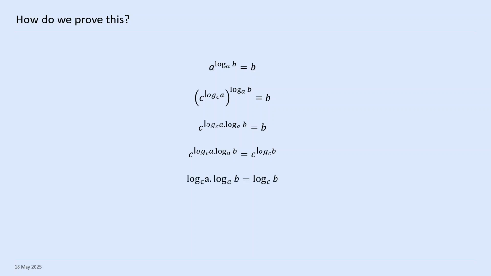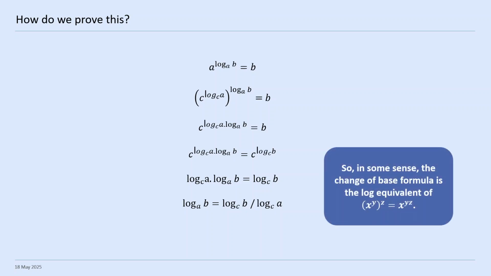Then we are going to take logs to the base c of both sides here. So what we get is log to the base c of a times log to the base a of b equals log to the base c of b. Divide both sides by log to the base c of a, and hey presto, as we like to say in the world of mathematics, log to the base a of b equals log to the base c of b over log to the base c of a. So in some sense you could say the change of base formula is the log equivalent of x to the y to the z equals x to the yz.